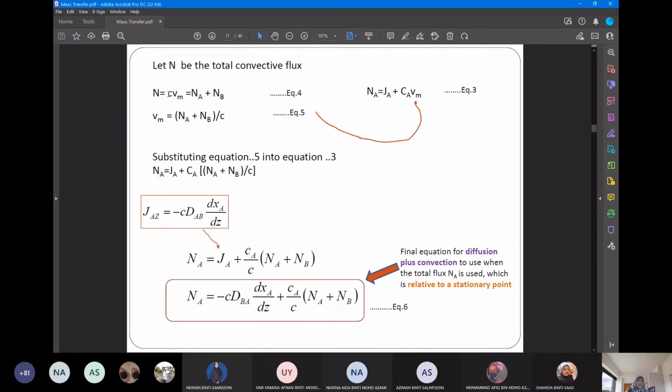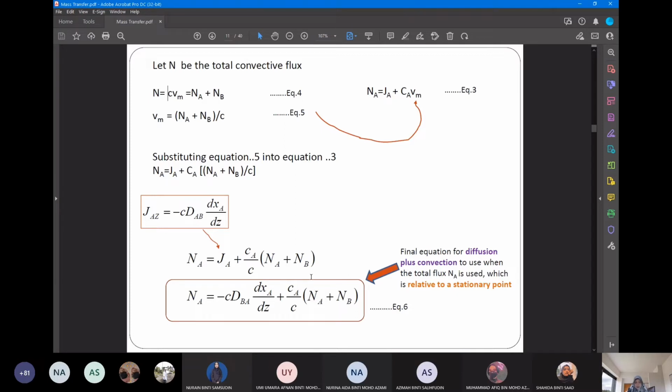Okay, so that's why you have total flux. Total flux can be represented by the flux of A plus the flux of B. So you can just substitute the value in the second term, then you get this term. All right, so this is the formula.